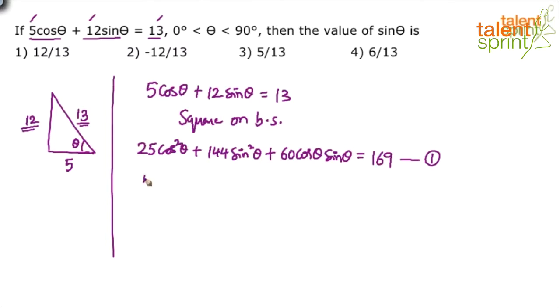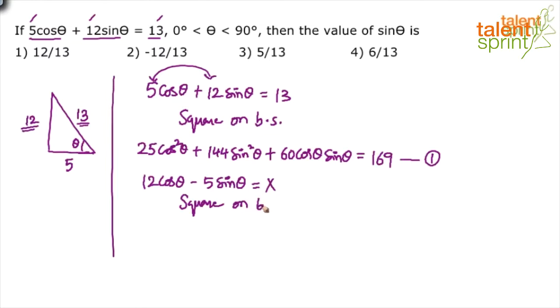Now what we are going to do here is interchange the coefficients and the sign in between, right? Let us assume 12 cos theta minus 5 sin theta equals x. We don't know what exactly the value would be, but we're assuming it as x. Remember, we have interchanged the coefficients and the sign in between the expression here. So plus has become minus and the coefficients have been interchanged. Now let us square this as well.